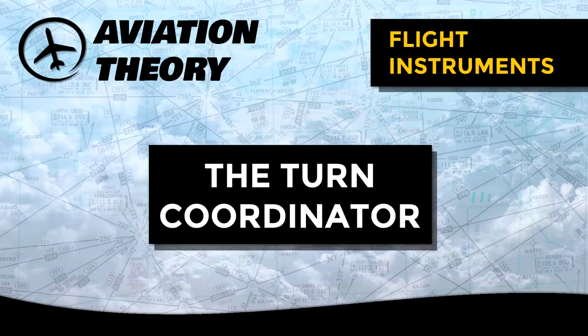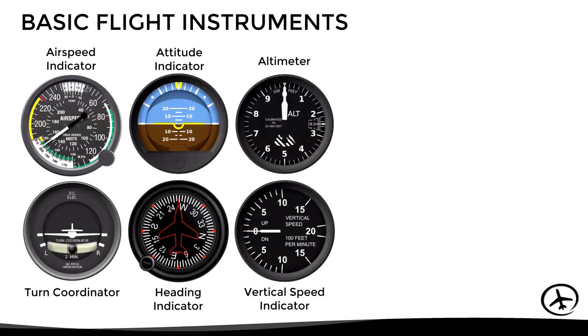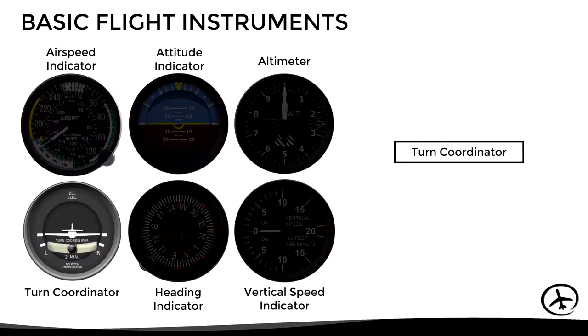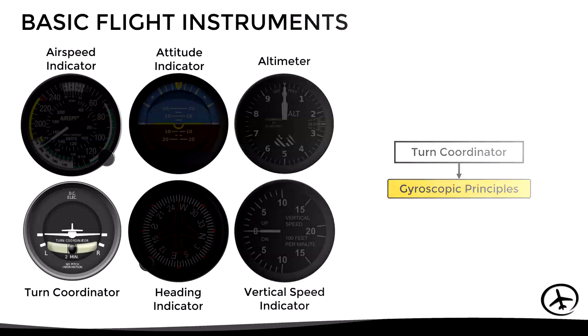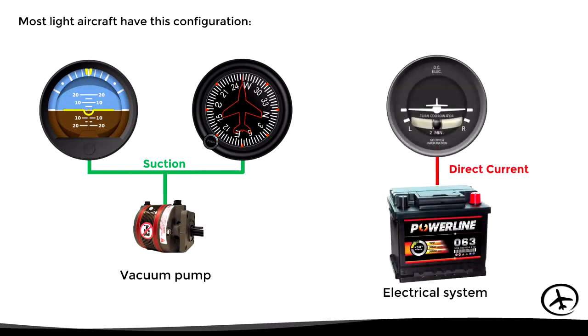Today, we will talk about the turn coordinator. This is one of the basic flight instruments that we will find in any aircraft, and its operation is based on the gyroscopic principles. As mentioned in the video about the gyroscopic system, most of the light aircraft have the following configuration. The vacuum pump provides suction to drive the gyros of the attitude indicator and the heading indicator, while the gyro of the turn coordinator is driven by direct current from the aircraft electrical system.